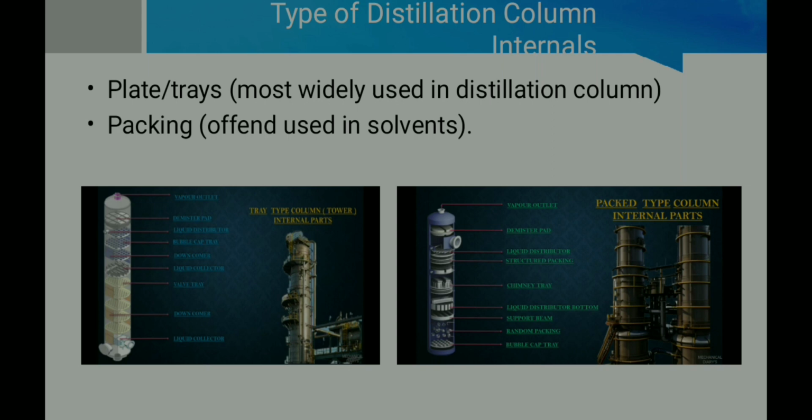At the top we have a vapor outlet, and next a demoisture pad, and coming up next a liquid distributor. Coming up next we have a bubble cap tray, and at the bottom we have a downcomer and a liquid collector, and at the bottom we have a valve tray, downcomer, and liquid collector. And in the next picture we can see the packed type column internal: vapor outlet, demoisture pad, liquid distributor, structured packing, chimney tray, liquid distributor, bottom support beam, random packing, and bubble cap tray.